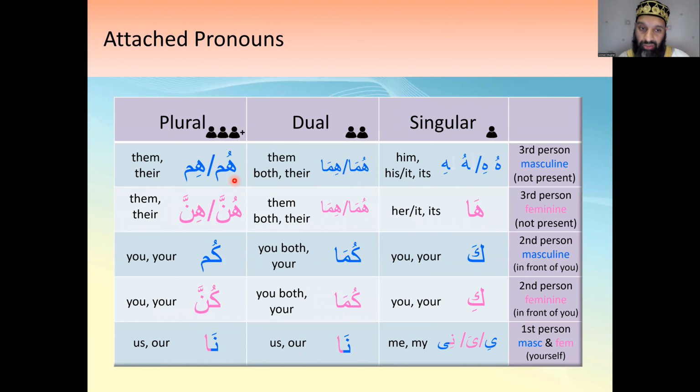Masjiduhum, their masjid. Masjiduhunna, their masjid, women. Masjidukum, your all's masjid. Masjidukunna, your all's masjid, but women only. Masjiduna, our masjid.